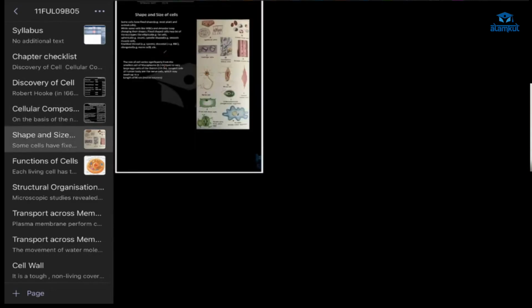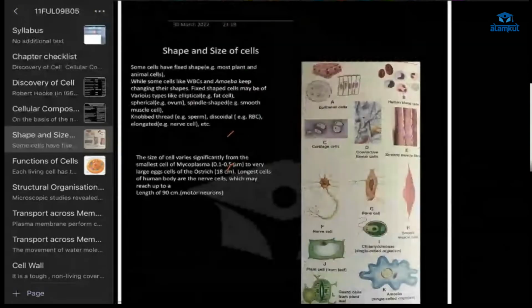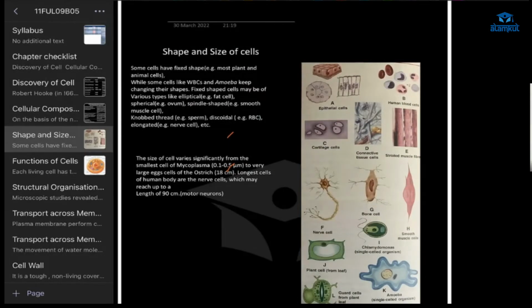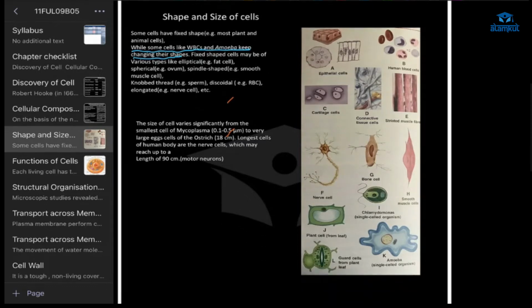Now we go to the shapes and sizes of the cells. See, some cells have a fixed shape, while some cells like WBC and amoeba keep changing their shapes, right? Once more: some cells have a fixed shape, they don't change their shapes, while some do. Like, do our nerve cells change their shape or not? No, they don't. Like the WBC and amoeba, they change their shape.